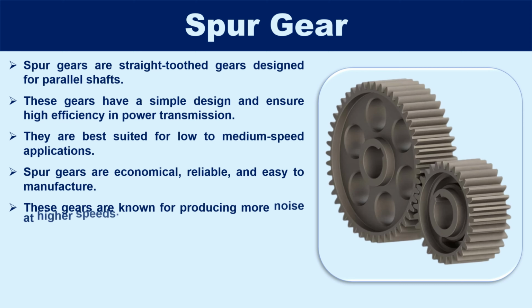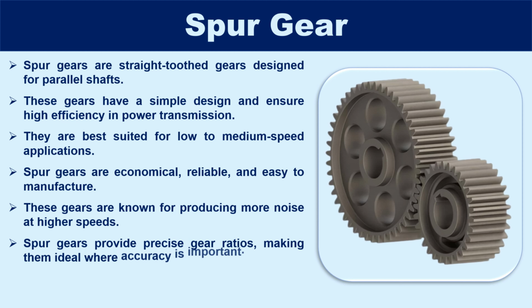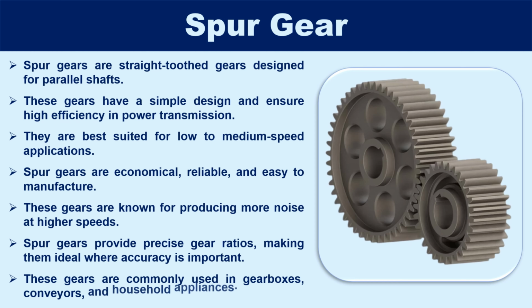These gears are known for producing more noise at higher speeds. Spur gears provide precise gear ratios, making them ideal where accuracy is important. These gears are commonly used in gearboxes, conveyors, and household appliances.